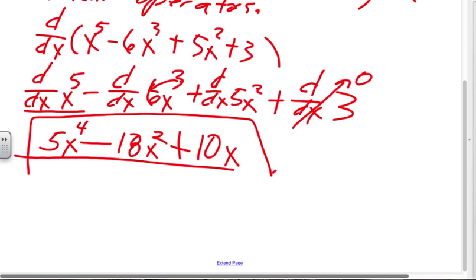And as you can see, it becomes a lot easier than trying to figure out, okay, how do we do this whole stupid thing? You don't. You do it as parts. And you're doing power rule for each individual little part. Okay.